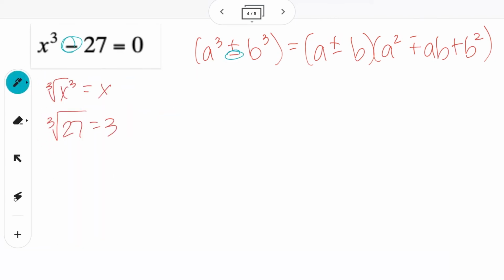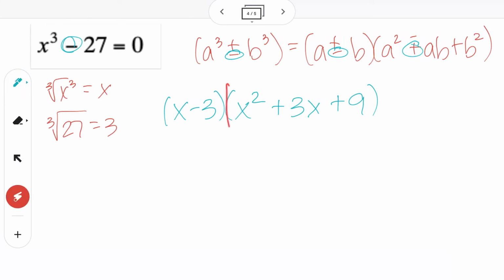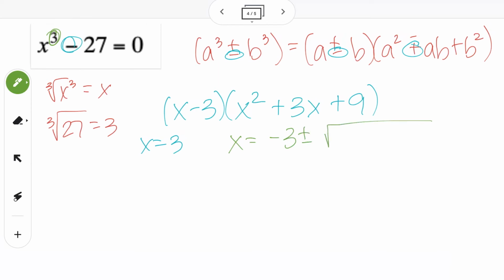Because it is subtraction in my problem, I'm going to use the bottom sign across the board. And so it's going to give me x minus 3 times x squared plus 3x plus 9. Anytime you do this, the resulting trinomial you get should not be factorable. You will have to actually quadratic formula that, but you should get one of your answers here. And so one of my answers is 3. For the rest of my answers, because I do expect 3 based on the highest exponent being a 3, I'm going to quadratic formula.